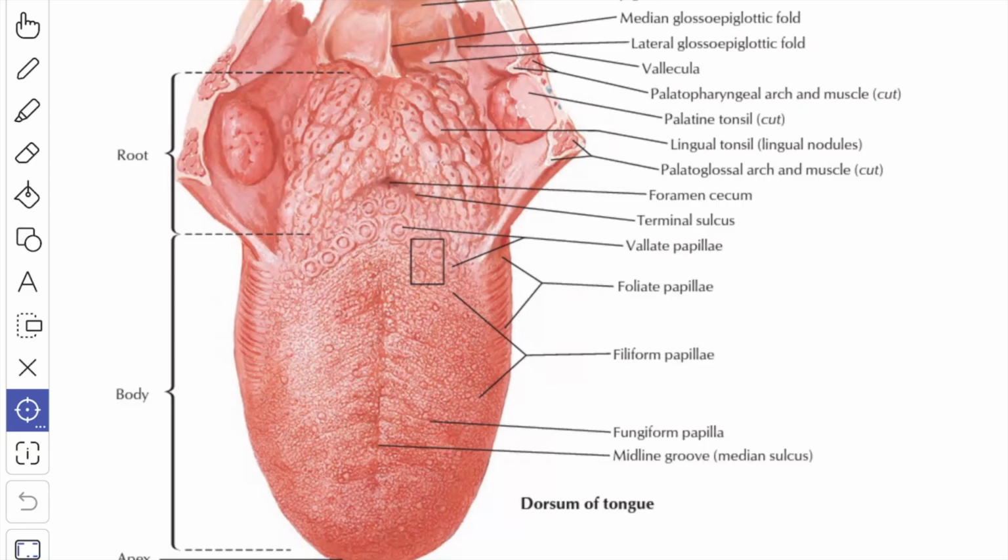Next we'll see about the filiform papilla. These are numerous tiny conical projections affecting the entire dorsal surface of the anterior 2/3 of the tongue. They are arranged in a series of V-shaped rows parallel to the sulcus terminalis, except those close to the apex of the tongue where they are transversely oriented.